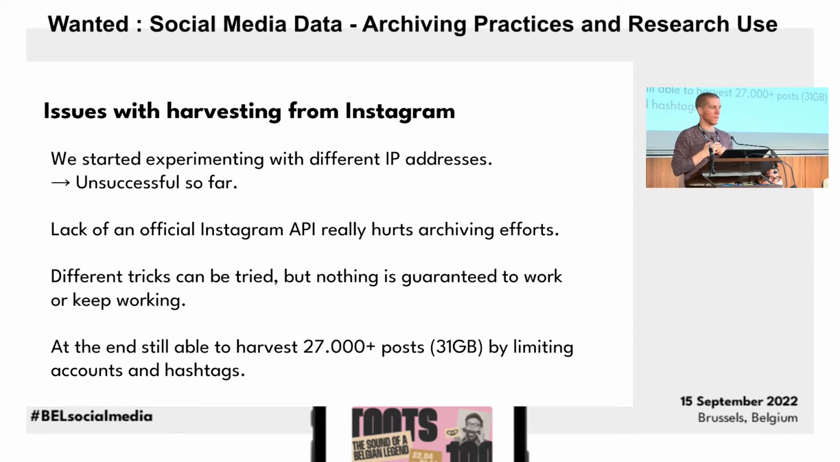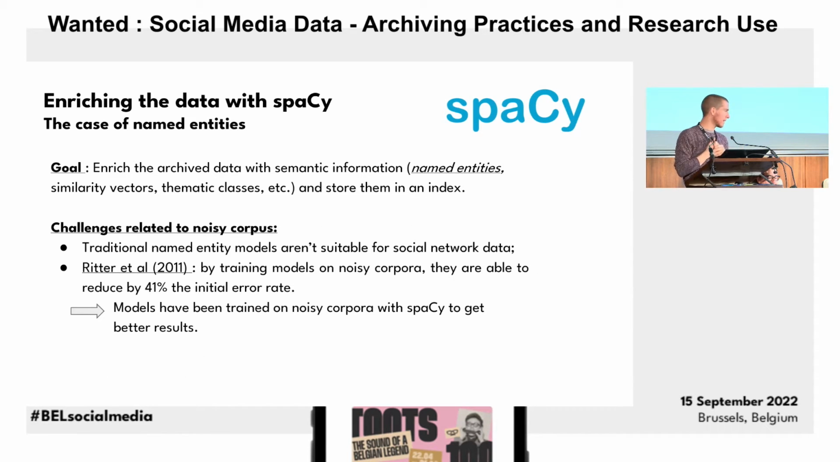So we can use some different tricks, but it's not guaranteed that they will work or that they will keep working. So what we did was some filtering and some limitations on the accounts and the hashtags. That's why the number is a little bit lower than for Twitter. So we still managed to get around 27,000 posts, but we had to deal with the limits that Instagram dictates us, unfortunately. And then I would like to hand over to Eva.